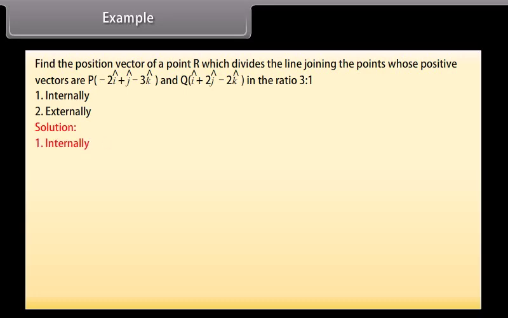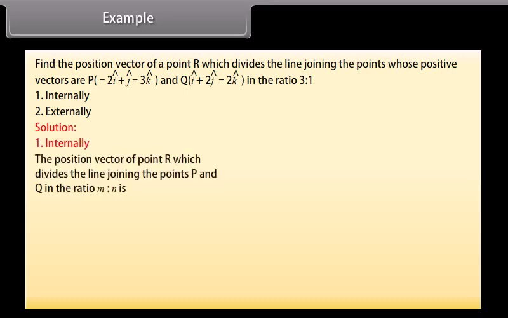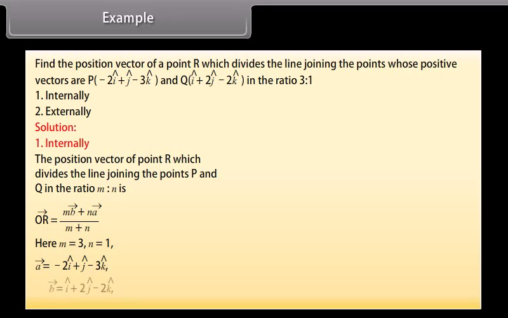Solution: 1 internally. The position vector of point R which divides the line joining the points P and Q in the ratio m:n is vector OR equals (m vector B plus n vector A) by (m plus n). Here m is equal to 3, n equals 1. Vector A equals minus 2 cap i plus cap j minus 3 cap k. Vector B equals cap i plus 2 cap j minus 2 cap k.